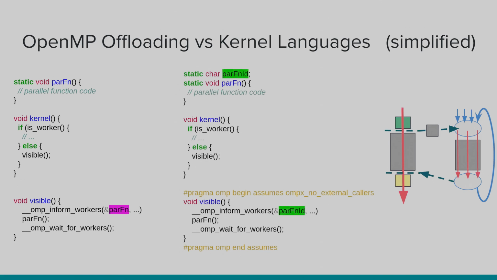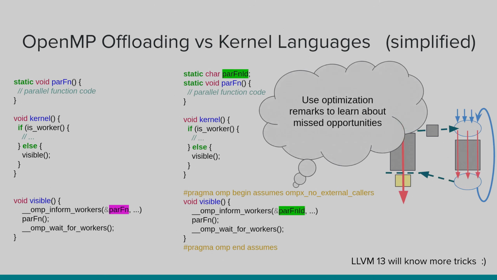If we had an OpenMP assumes that says there are no external callers to this function, we could still do the trick. And this is kind of where we are going right now. We're going to emit remarks that tell you why things didn't work out. And we're going to ask the user to provide this additional information, for example, through OpenMP assumes that were introduced in 5.1. And then users get better performance. Okay, so LLVM 13 will know about this and a couple of other things in this area. Let's skip ahead, but don't forget to use remarks because that will also tell you about missed opportunities.